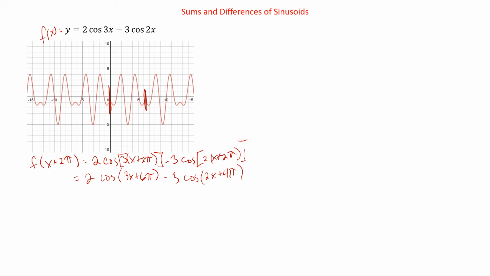So 6 pi is just 3 times around the circle. So cosine of 3x plus 6 pi will be the same as cosine of 3x. And 4 pi is twice around the circle, so cosine of 2x plus 4 pi will be the same as cosine of 2x, and all of a sudden we're back to f of x. So this is periodic. We can see the periodicity. We can find the period. The period looks like it's about 2 pi, because it looks like it goes from about 0 to 6. But it's not a sinusoid because it doesn't have just that basic wave pattern.